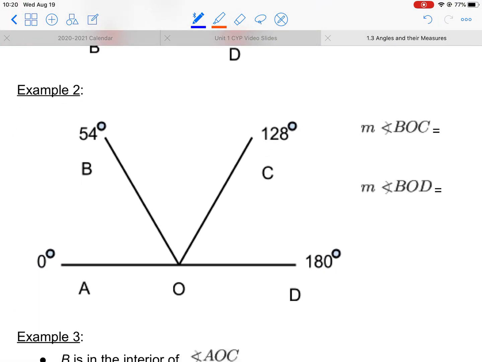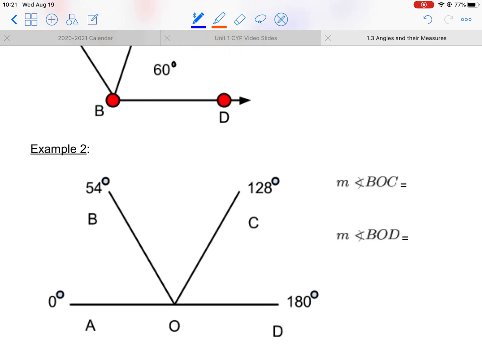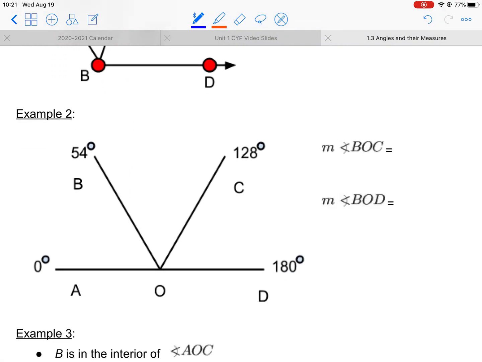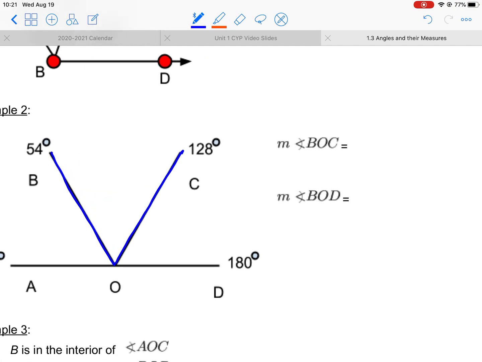All right, example 2, this is going to use the protractor postulate. For the protractor postulate, we didn't have a form to write it in, so we're just going to plug in our numbers because we have to have those coordinates. So to find the measure of angle BOC, I'm going to do the absolute value, and since I'm doing the absolute value, I can subtract either way.